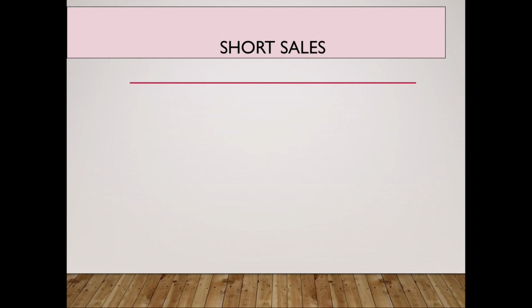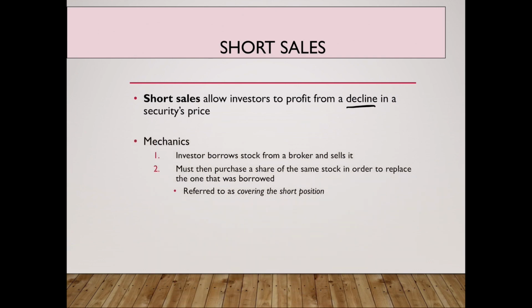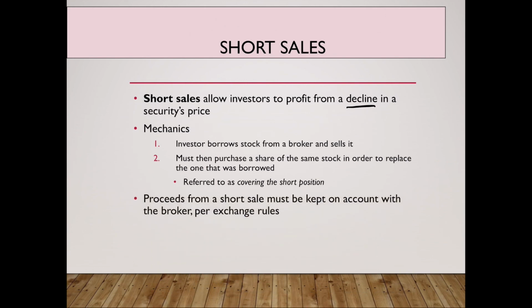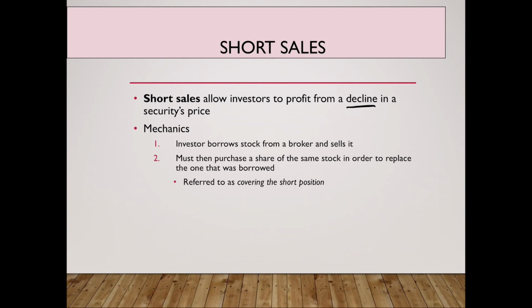In addition to margins, we also have short sales. A short sale allows the investor to profit from a decline in the security's price. So you're expecting the price of the underlying security to go down. And this is how it works. The investor will borrow a stock from the broker and then sell it. So you're selling a borrowed stock, and then you must repurchase the share of stock in order to replace the one that was borrowed. This whole process is called covering your short position.